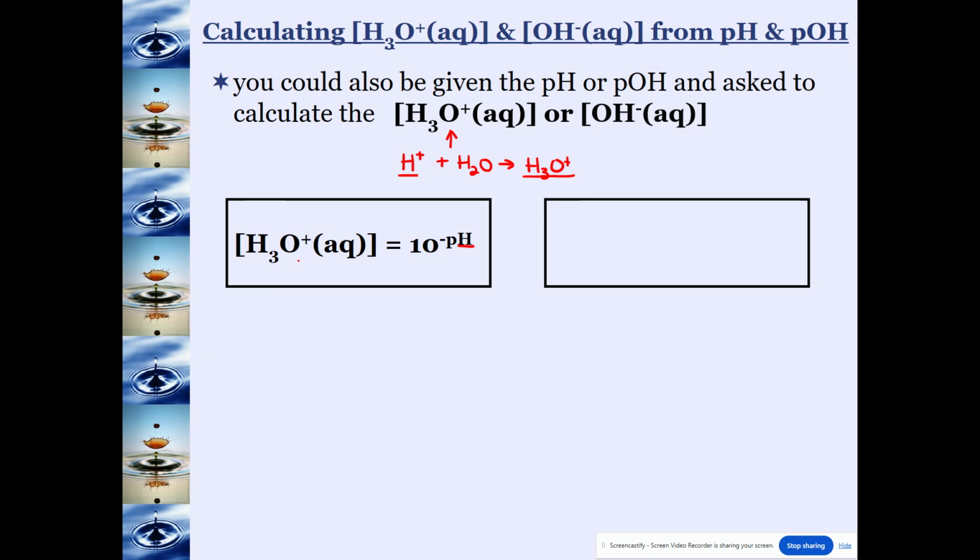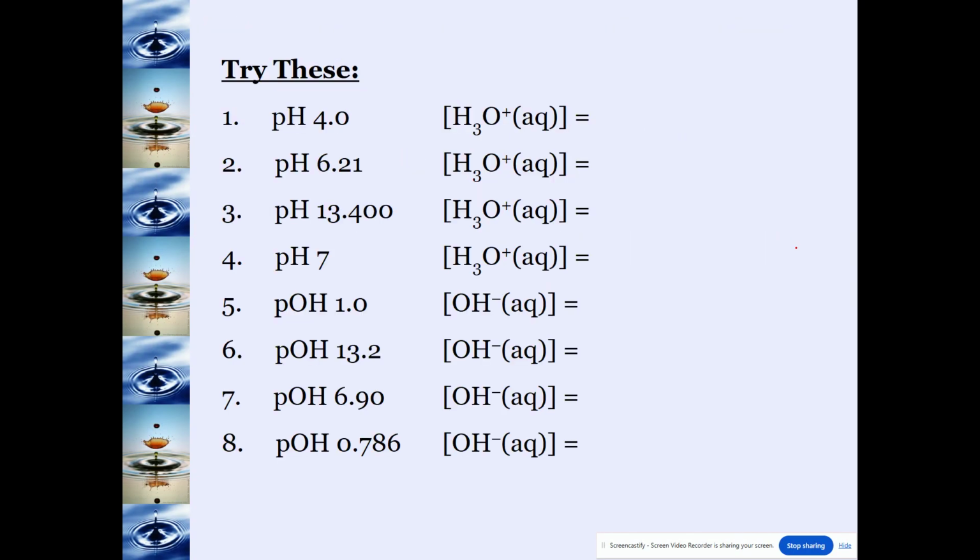So if you want to find the concentration, remember square brackets means concentration. If you're looking for the concentration of the hydronium ion, you need to know the pH, and the formula is 10 to the exponent negative pH. If, on the other hand, you're looking for hydroxide ions, then you need pOH, the OH standing for, again, hydroxide. So that would be 10 to the exponent negative pOH. This is not 10 minus pOH, this is 10 to the exponent negative pOH. Okay? Now let's look at some examples.